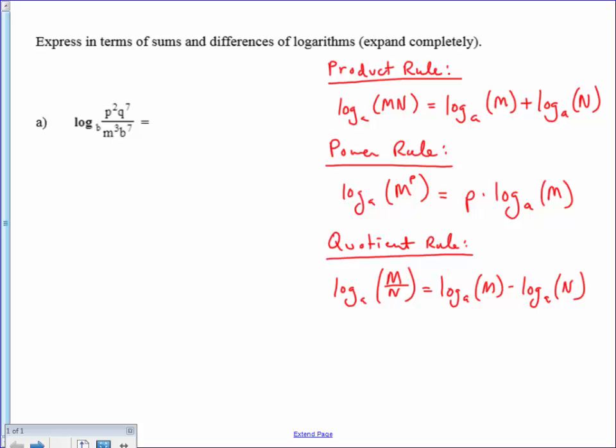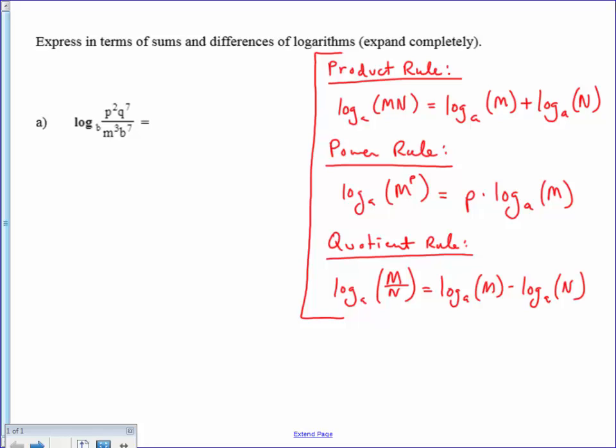This example is more like something that you would see on a test or a quiz. This example says express in terms of sum and differences of logarithms, and then expand it completely. You're going to have to use these three rules to start your problem. And the most important thing is knowing which rule to use to start.